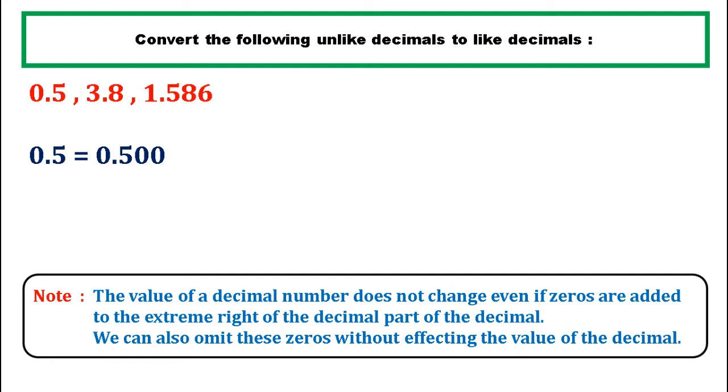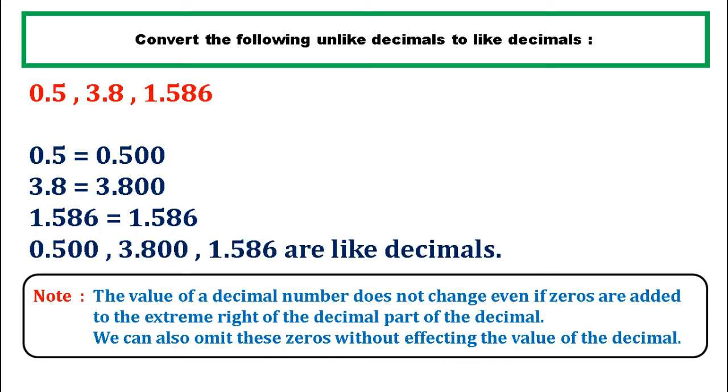Now let us look at the second unlike decimal, that is 3.8. We can change it to a like decimal by adding two zeros to it. So 3.8 becomes 3.800. The third unlike decimal, that is 1.586, already has three digits after the decimal point. So we need not do anything to it. So 0.500, 3.800 and 1.586 are the like decimals.